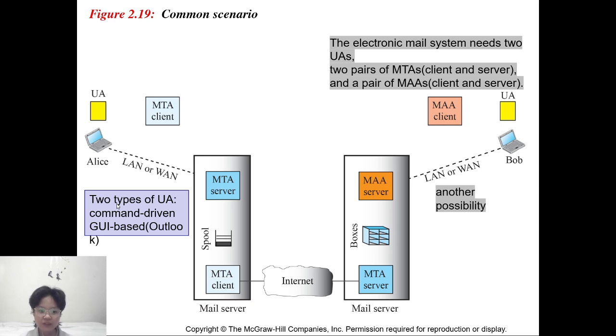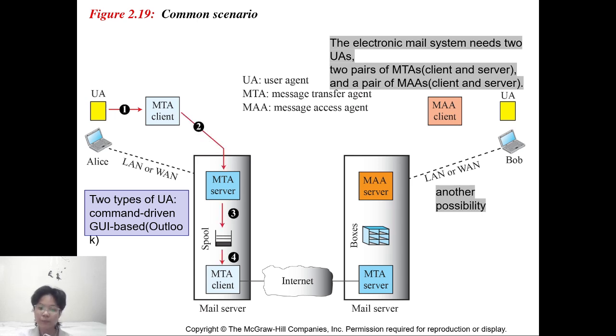Two types of UA: command driven and GUI based, like Outlook. The server is also a mail server, and the MTA client and MTA server are connected by the internet. UA is user agent, MTA is message transfer agent, MAA is message access agent. And this is how to connect step by step.